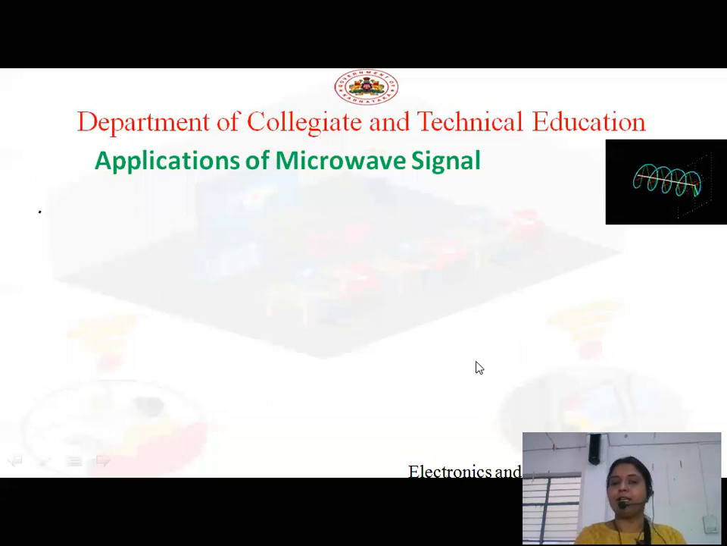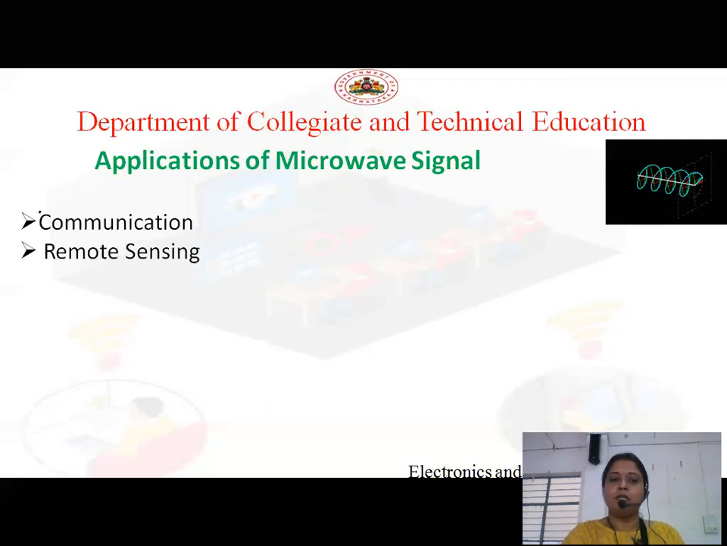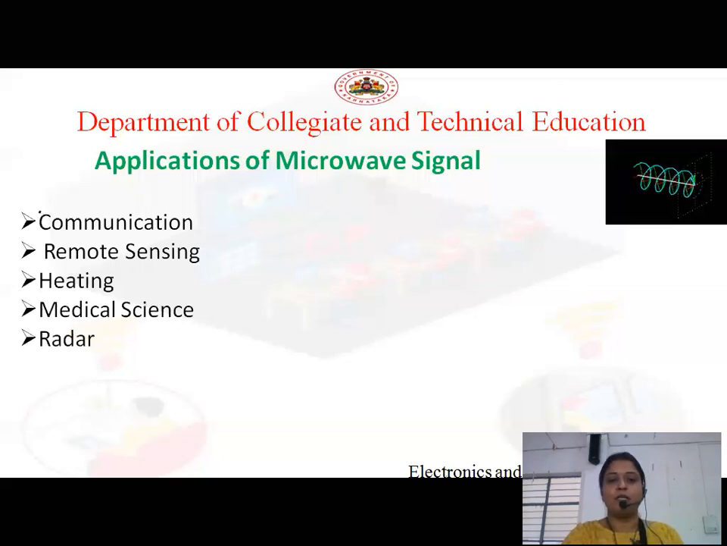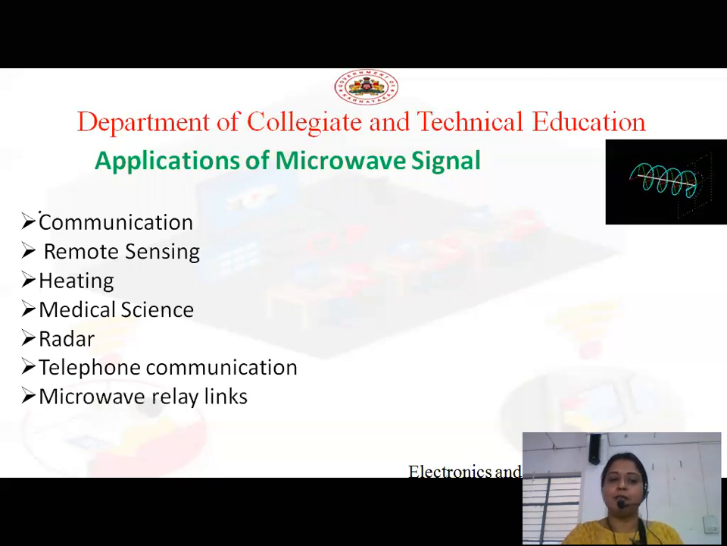Now, applications where microwave signals are used. In the communication field, microwaves are used. In remote sensing, that is for weather forecasting. In heating purposes. In the medical field also these are used. And in radar applications. And in telephone communication, microwave relay links. In all these fields, and in the microwave radio telescope, these microwave signals are used.